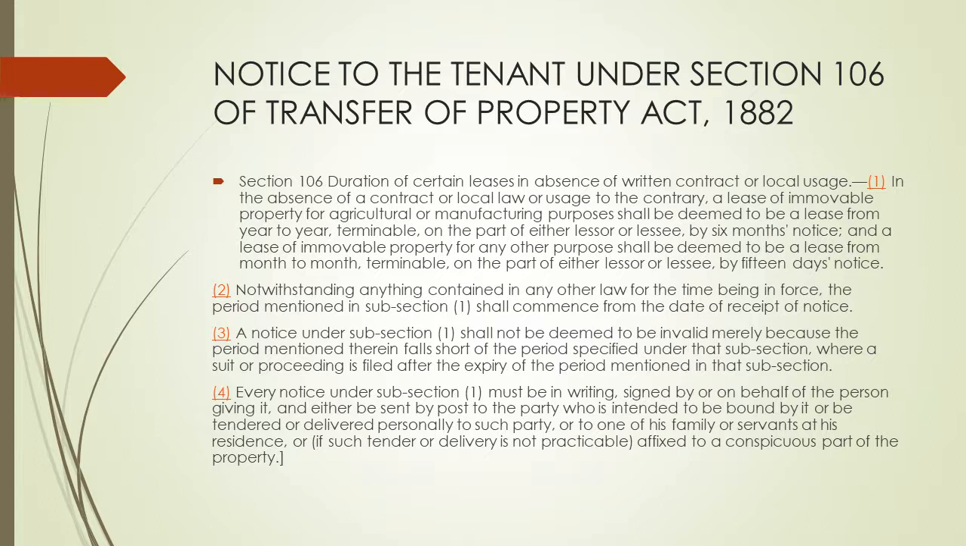So there are two kinds of lease it is talking about. The first one was for the agricultural or manufacturing purposes. Now here it is talking about a lease for any other purpose for immovable property. Then in that kind of case, the lease will be from month to month, and it can be terminable on part of either lessor or lessee, and the notice period in such kind of lease is 15 days.